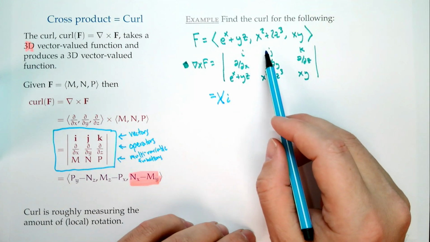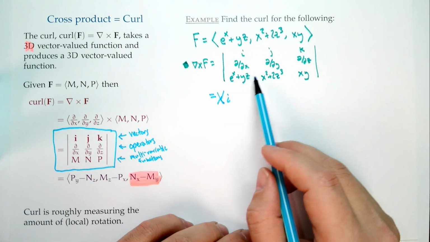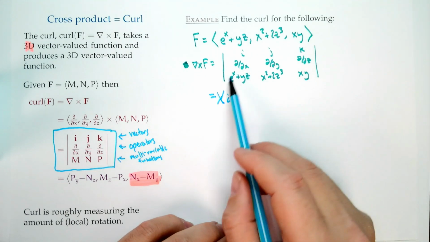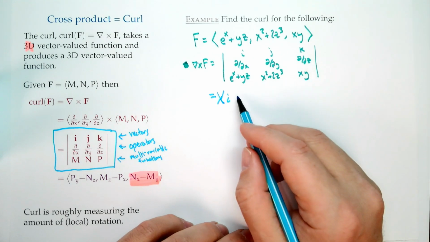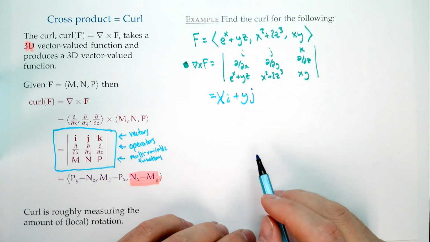Now, next term, j partial z of e to the x plus yz. So I'm taking the derivative of e to the x plus yz with respect to z. And what do we get? We get y. So y times j.